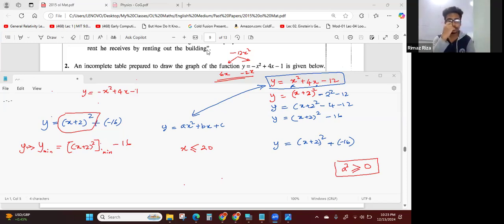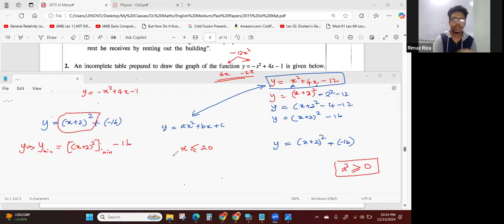So here we are saying x is less than or equal to 20. Therefore, 20 is the maximum. You can't go beyond 20, but there is no minimum. You can go all the way down to minus infinity. There is no limit in the downward direction. So there is no minimum, but there is a maximum. That maximum is 20. Okay.